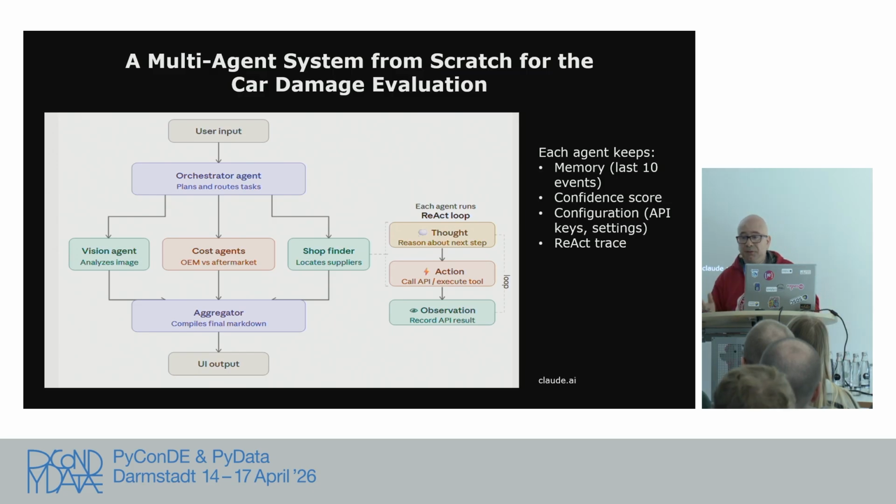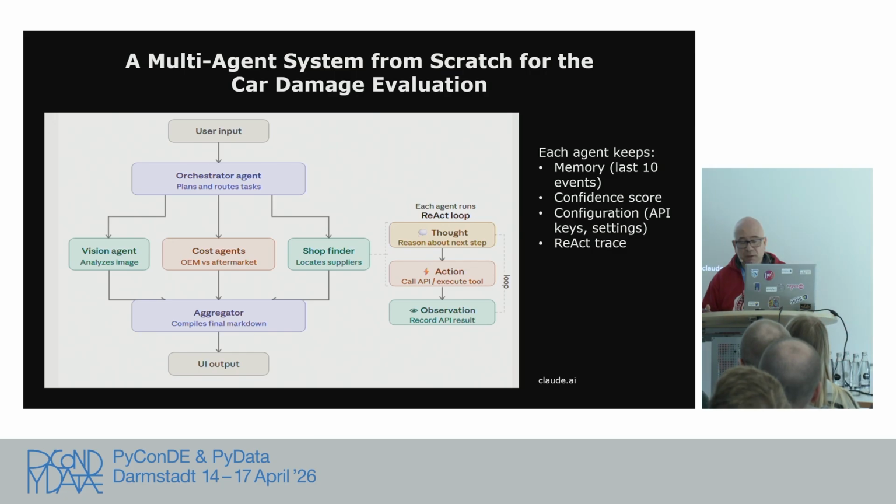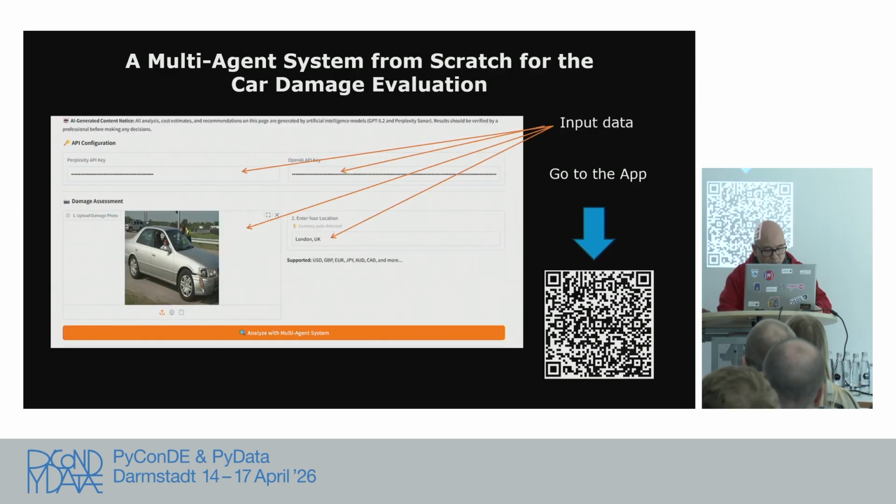Because I don't have a data set, I use only pictures from Kaggle. What I've focused on is the estimation of the cost. Using two cost agents, I have the opportunity to make a comparison, because this estimation comes from the web. Then there is the shop finder, which looks for three to five shop locations and repair costs in the area, and then this information is grouped for the output in a Streamlit or Gradio interface, in a user-friendly phrase.